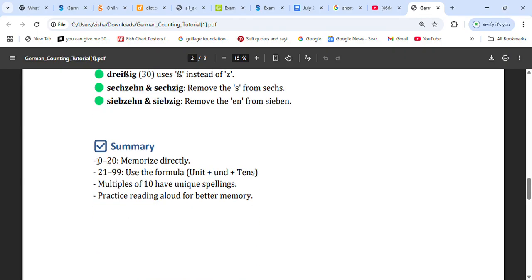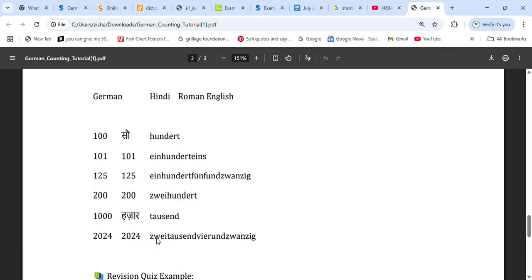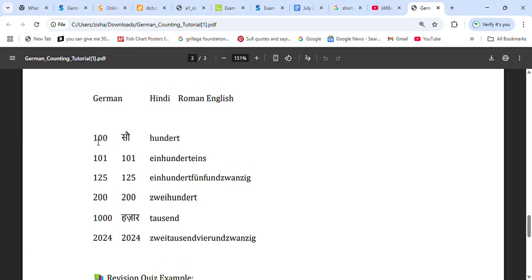Before the summary, let me just practice some more numbers. So 100 is called hundert. Suppose you have to say 101, so you say hunderteins. Firstly we take hundert, and now what is this? Eins, one, so it will be written once. 101. For example, you have to write 125.